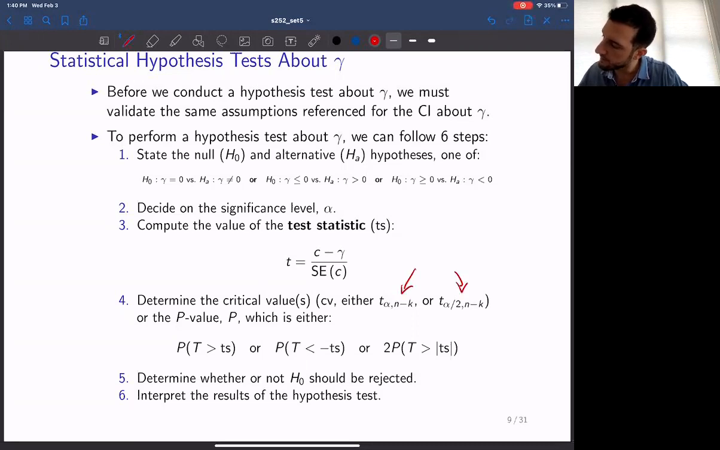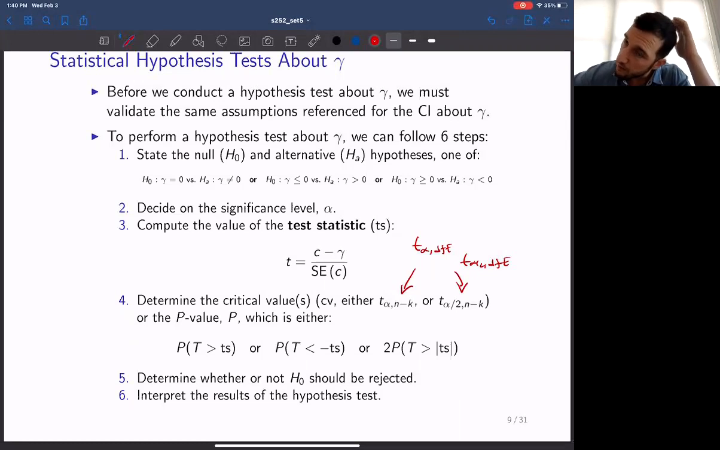Again, in each case, these are t's on alpha, dfe, or t on alpha over 2, dfe, right? So anytime we run a contrast, our interval and our hypothesis test are going to agree as long as they use the same critical value. And then we just run through it like we usually do. Find the p-value, make a decision, write out a conclusion. It's all the same, just different formulas for a different situation.